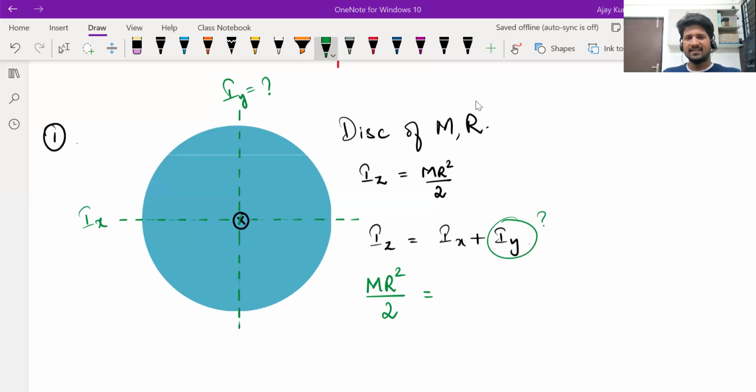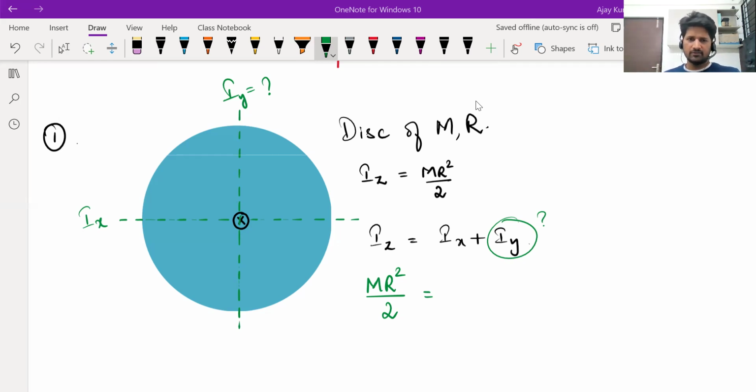The y-axis is a diameter of this disk. The x-axis is also a diameter of this disk. Iy is the moment of inertia about that diameter, and Ix is the moment of inertia about this diameter. Now, moment of inertia depends on the masses of the particles and how they are arranged around the axis.